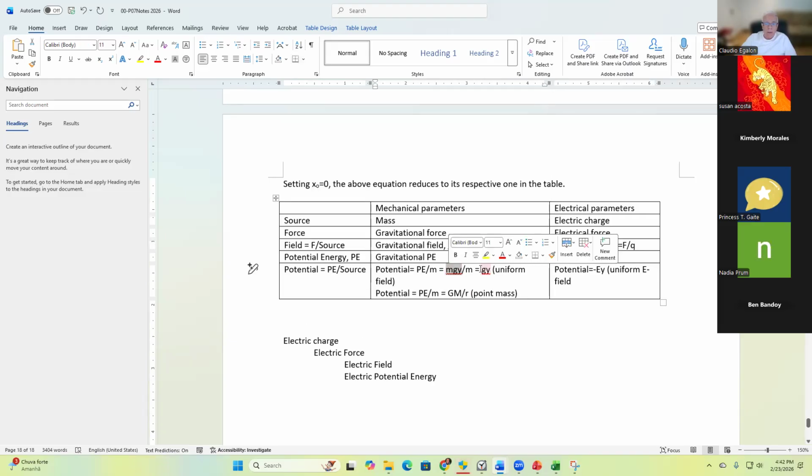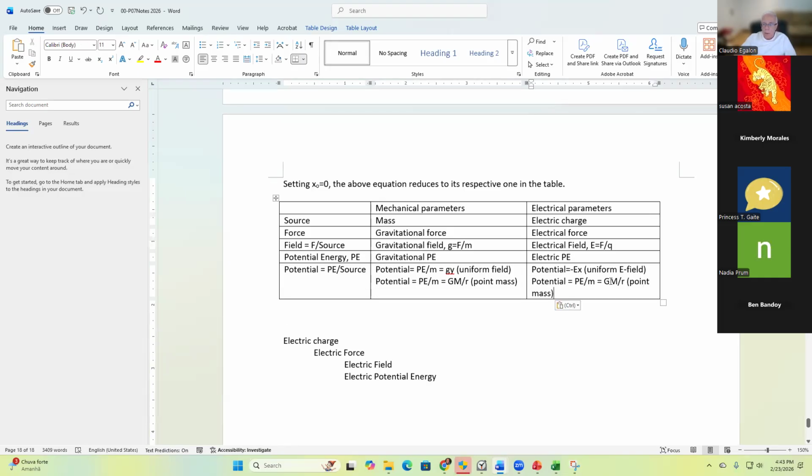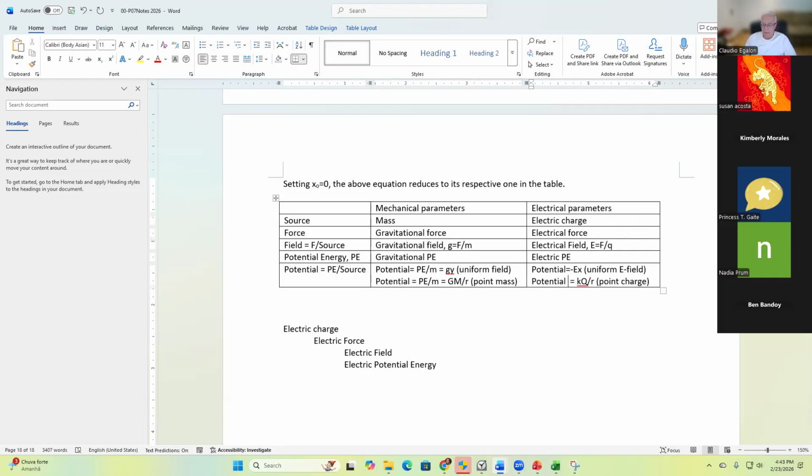No. I'm going to skip this step here to gain some more space. Okay. It's not EY, by the way, it's EX, because it's along the X direction. Okay. Uniform field. And then we can do the same for a point charge. Point charge. What we end up getting here is big K, big Q divided by R. That's the potential of a point charge. There is no small q in there because it's being divided.